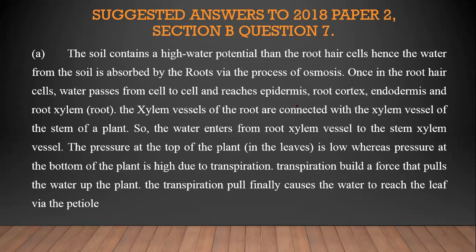All right. Suggested answers to 2018 paper 2 section B question 7. So they are in order. Now look at the way I've written section B type questions. They are essay type questions.